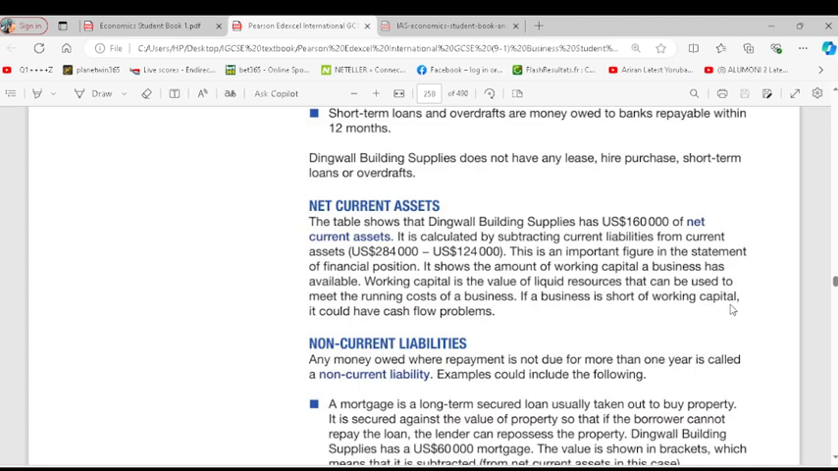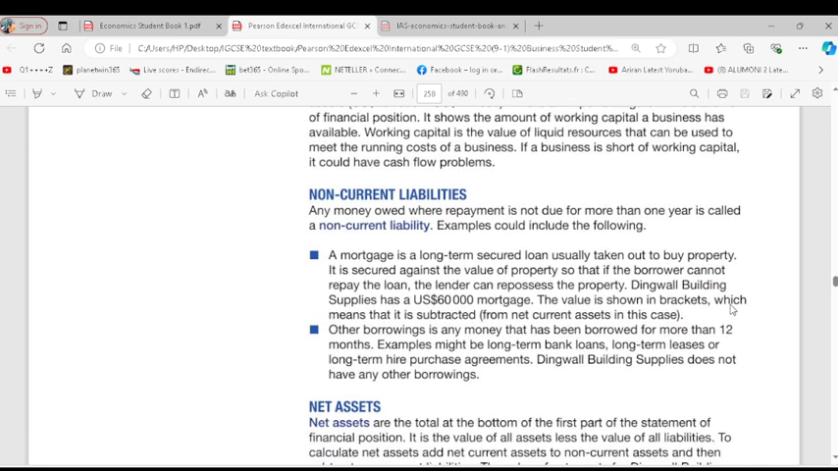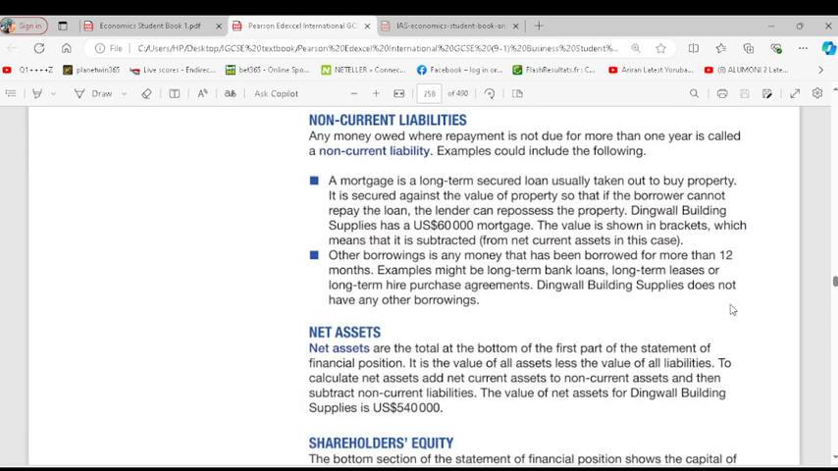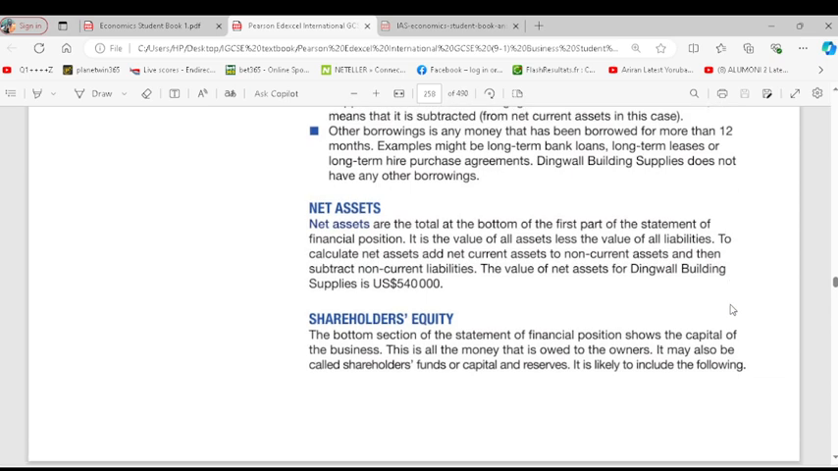Then we have non-current liabilities. These are repayments that have to be made over more than a year, like a long-term loan or a mortgage. Is it clear? Then we have net assets.